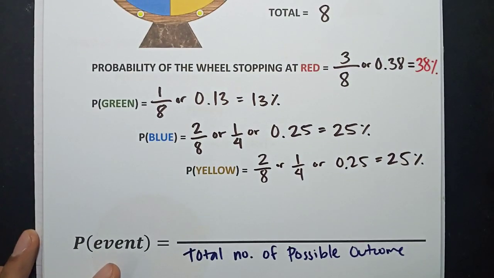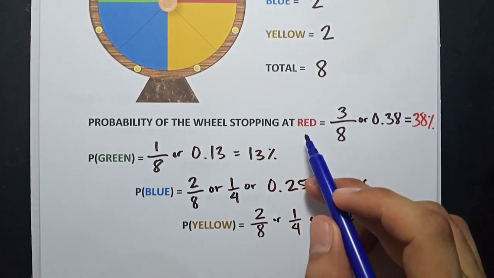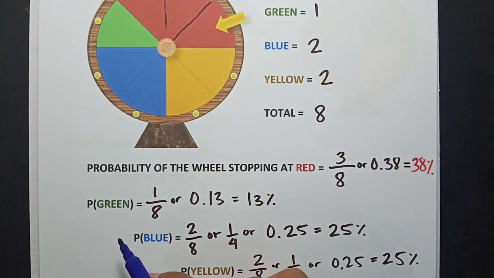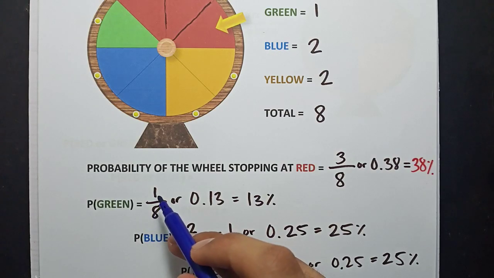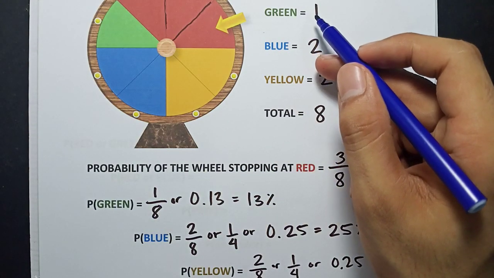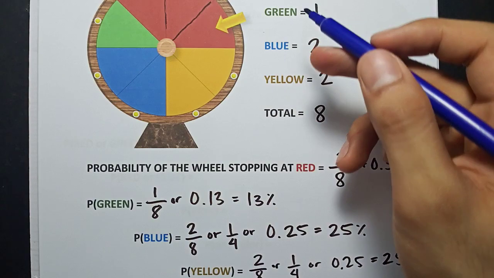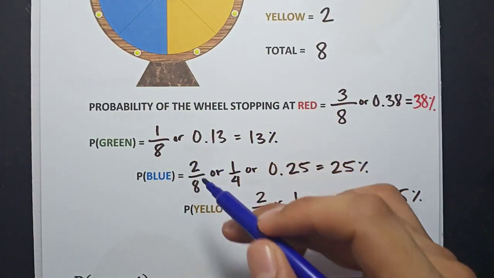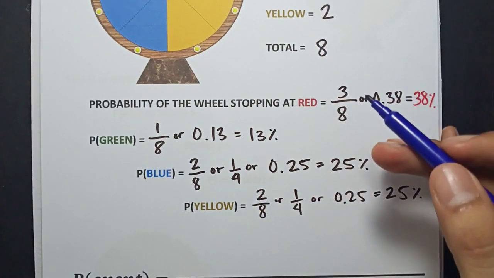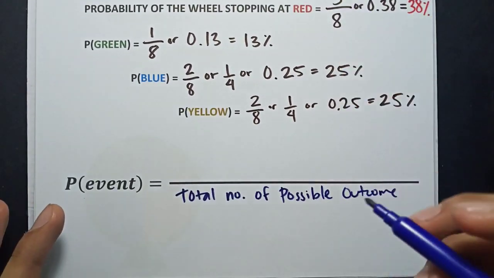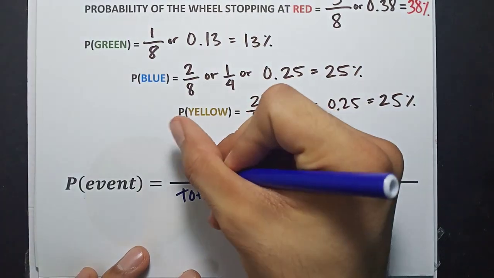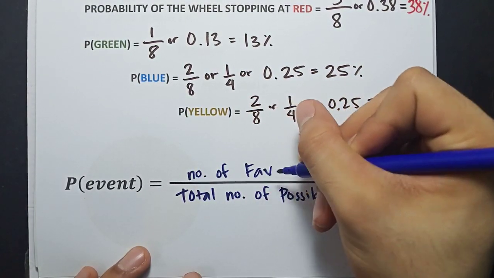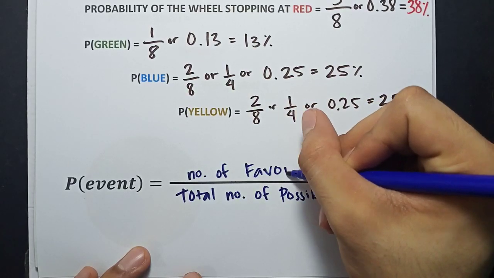Then, for the numerator, as you can see, we were looking for red. What did we put here? 3. Why 3? Because there are three reds. Here, for the probability of getting green, what did we put in the numerator? 1. Why? Because there is only one green. Out of 8, there is one green. Out of 8, there are two yellow, or two blue. So, what is always in the numerator is the number of favorable outcomes, or the outcome that we are looking for.